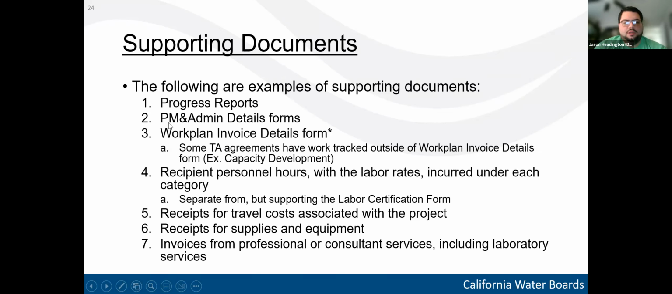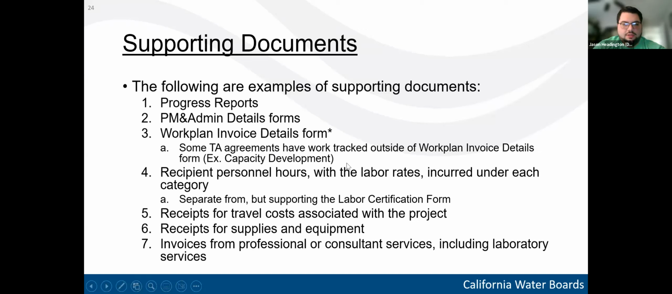Second, you're going to have one or perhaps multiple, depending on your agreement, PM and admin details forms. This is for any work done to support the agreement itself, not necessarily specific to one work plan or one AR. And third, you're going to have work plan invoice detail forms. For each AR, you're going to fill out one of these forms and it'll detail the amount of personnel hours spent on the work plan, as well as any of the other agreement categories, such as travel or consultant costs for that work plan.